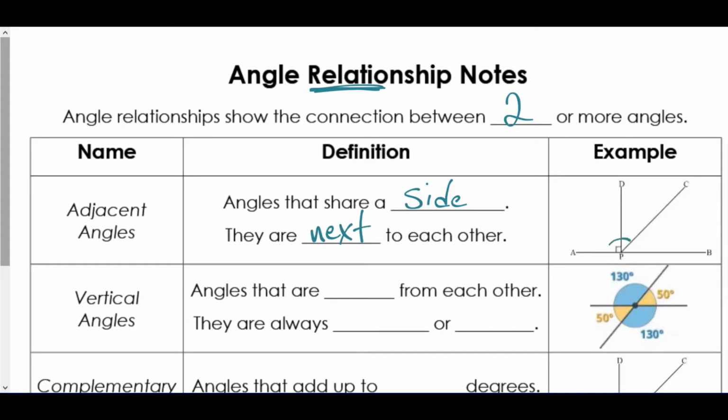So angle APC and angle CPB, this one and this one, are adjacent angles because they are right next to each other and they have this common side. CP, this ray that I'm going to draw here, is the shared side between them. This set of adjacent angles also happens to be a linear pair because they are supplementary.